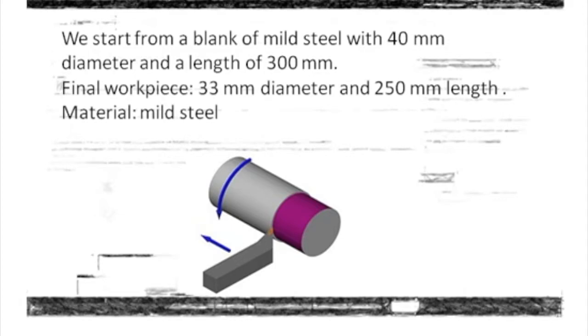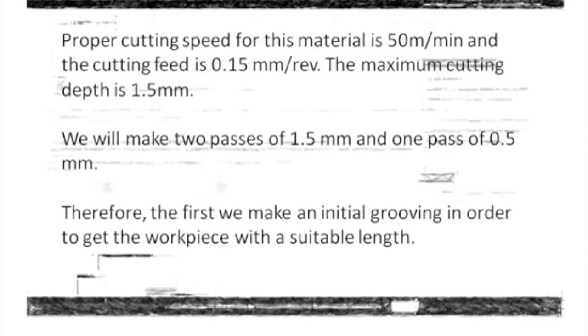We start from a blank of mild steel with 40 millimeters diameter and a length of 300 millimeters. The proper cutting speed for this material is 50 meters per minute, and the feed is 0.50 millimeters per revolution. The maximum cutting depth is 1.5 millimeters. We'll make two passes of 1.5 millimeters and one pass of 0.5 millimeters.